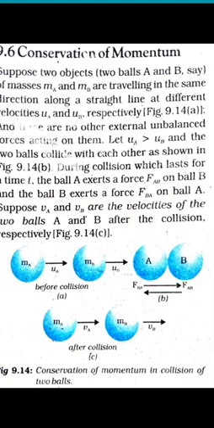See here, there are two objects, A and B, shown in the picture. A and B are two balls. Suppose A and B are two balls of mass MA and MB, moving in the same direction along a straight line at different velocities UA and UB respectively. That means the mass of the object A is MA, that of the ball B is MB, the velocity of object A is UA, and UB is the initial velocity of the ball B.